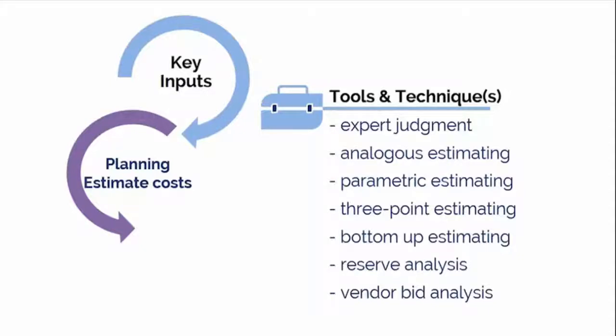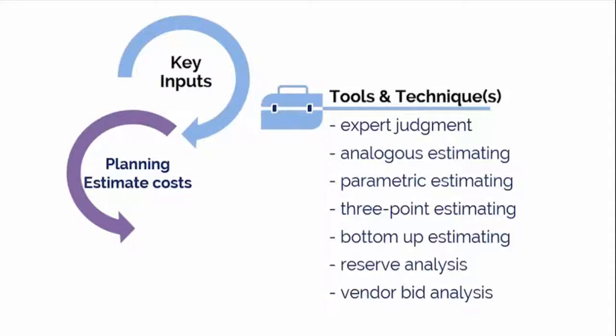With analogous estimating, we use the actual cost of a previous similar project as the basis for estimating the cost of the current project. Obviously, this approach is less costly and less time-consuming, but it is also generally less accurate. It tends to be more reliable when the previous projects are similar in fact and not just in appearance. It's often used for an initial estimate at the beginning of the project when little information is available.